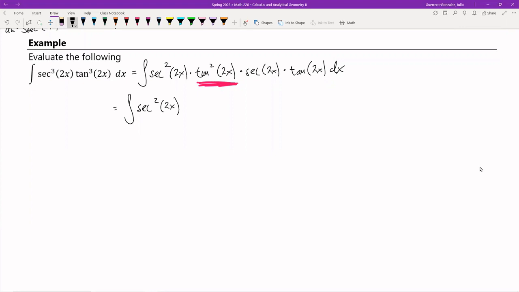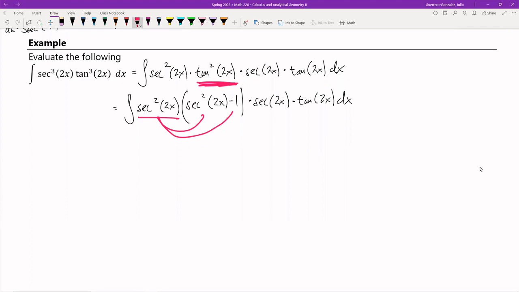Tangent is secant squared of 2x minus 1, times secant of 2x times tangent of 2x dx. All I did was a trig identity, right? Now I'm going to multiply these two, this into here. Let me do that first. Sometimes I get ahead of myself and do one too many steps, and it's not best for you guys.